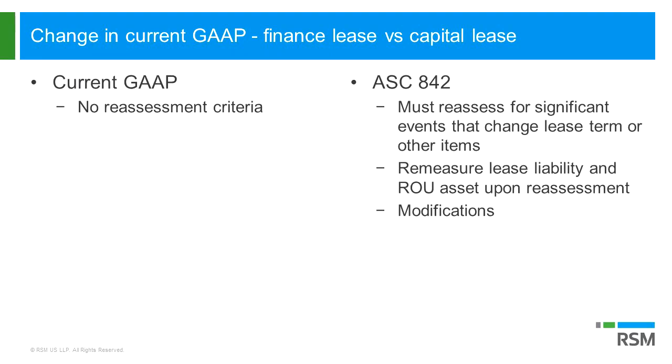Contrast of changes for both finance and capital leases under current GAAP. There's currently no reassessment criteria, and as discussed, ASC 842 requires reassessment for significant events that change the lease term or other items, and remeasurement of the lease liability and right-of-use asset upon reassessment and modifications.